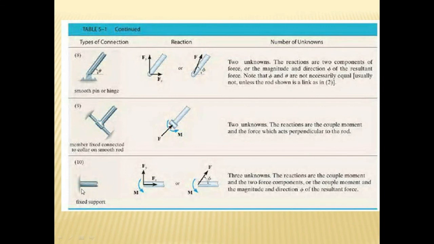And this is the fixed support, again telling you. You have the fixed support, you will have two force components Fx, Fy, and one couple moment. This Fx, Fy, just like the pin, can give you a resultant FR. This is FR, and one is the moment. This can further be resolved as Fx, Fy, which is the same as this one. So it tells you there are going to be three unknowns, and the reactions are the couple moment and the two force components, or the couple moment and the magnitude and direction phi of the resultant force.